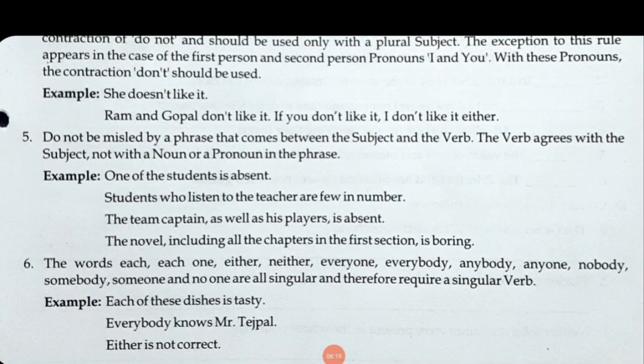Now our last rule: the words each, each one, either, neither, everyone, everybody, anybody, anyone, nobody, somebody, someone and no one are all singular and therefore require a singular verb. Example, each of these dishes is tasty.